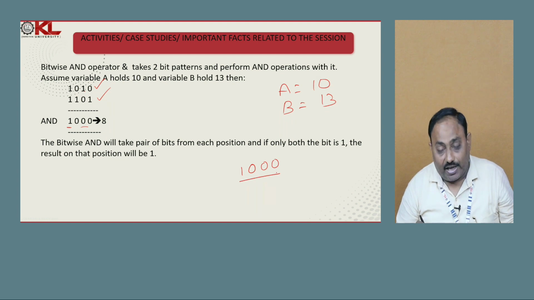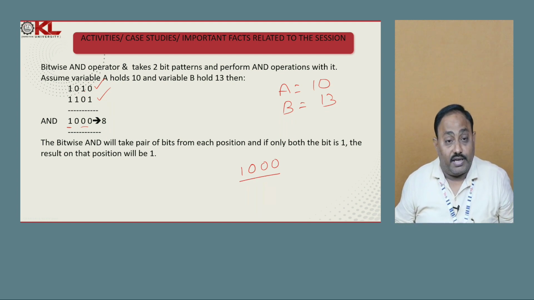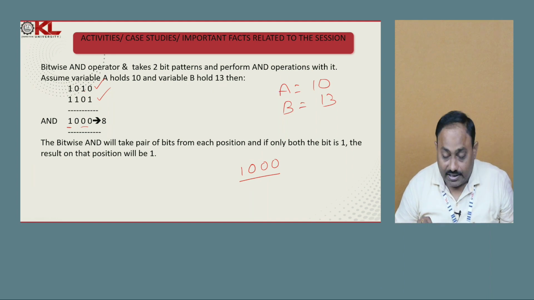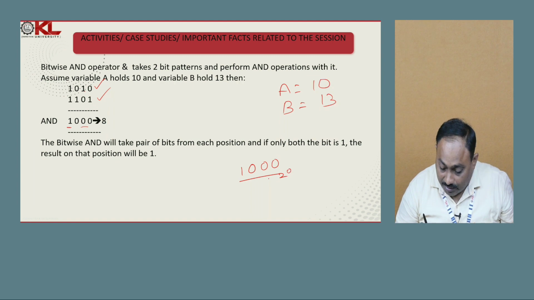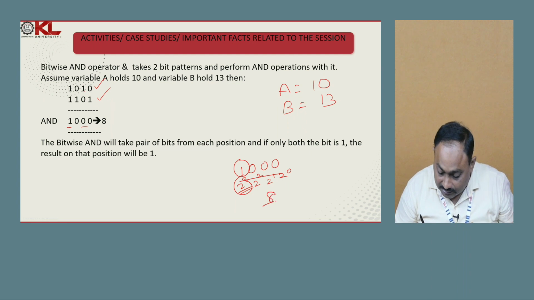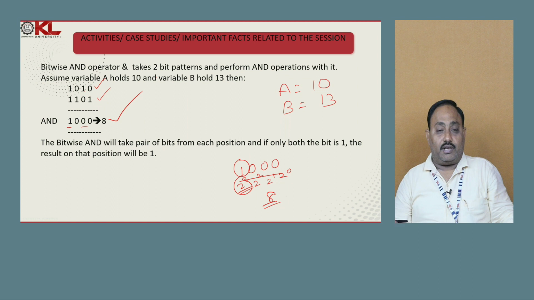This is a binary value, but I want to print it as a decimal value. To get the decimal equivalent, again convert this binary number to a decimal number by using the standard formula: 2 power 0, 2 power 1, 2 square and 2 cube. Here only for 2 cube we have the 1, so that is 8. Now this is the result of the bitwise AND operator.